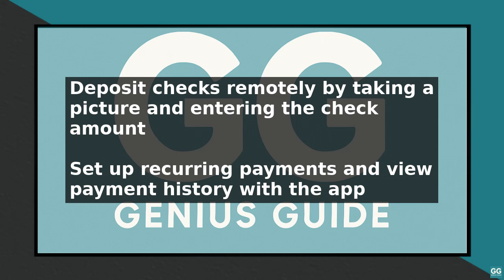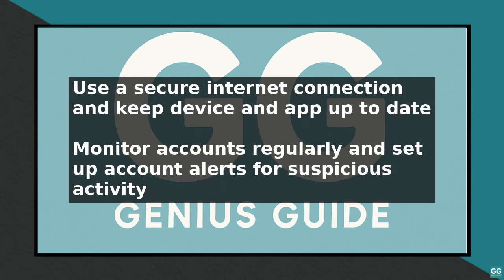In addition to these features, the TD Bank mobile banking app also offers a number of security features to help protect your accounts. These include two-factor authentication, encryption, and secure login. You can also set up account alerts to notify you of suspicious activity or low account balances.